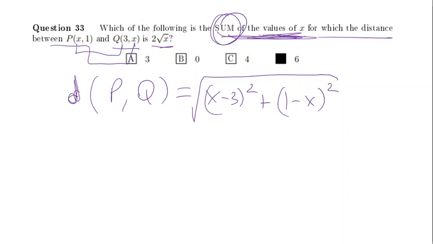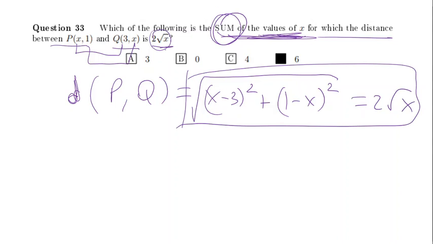But in the question it also says it's equal to 2 square root of x. So it's setting up an equation for us to solve. Now we can solve it. Take the square of both sides, and then you will get this one.